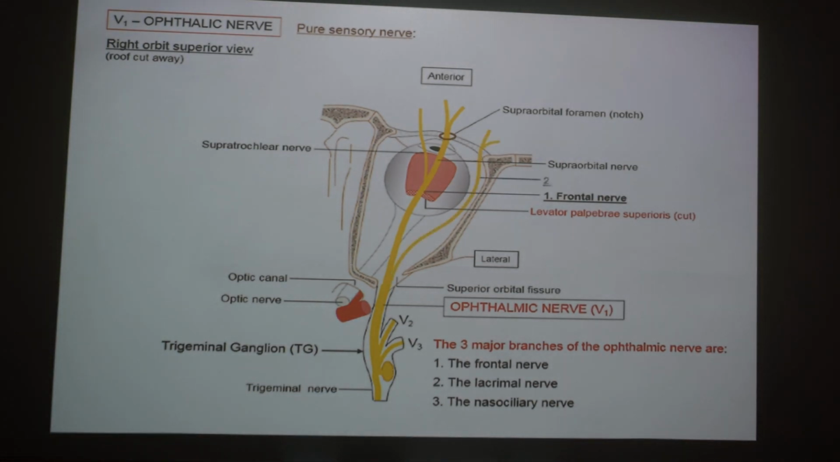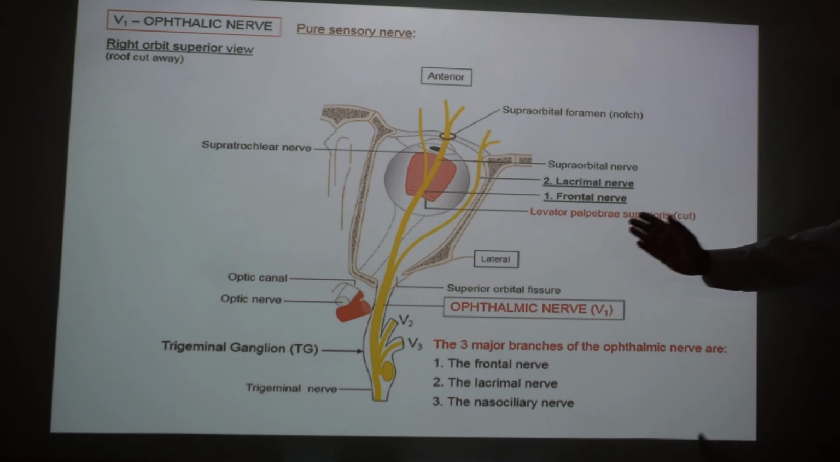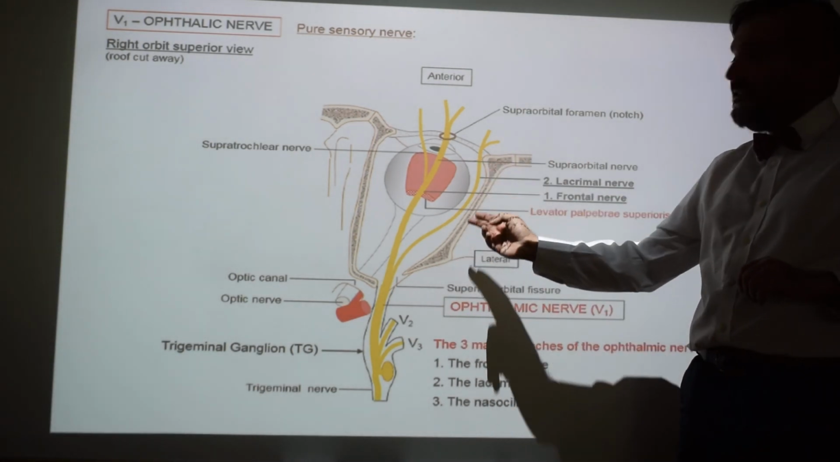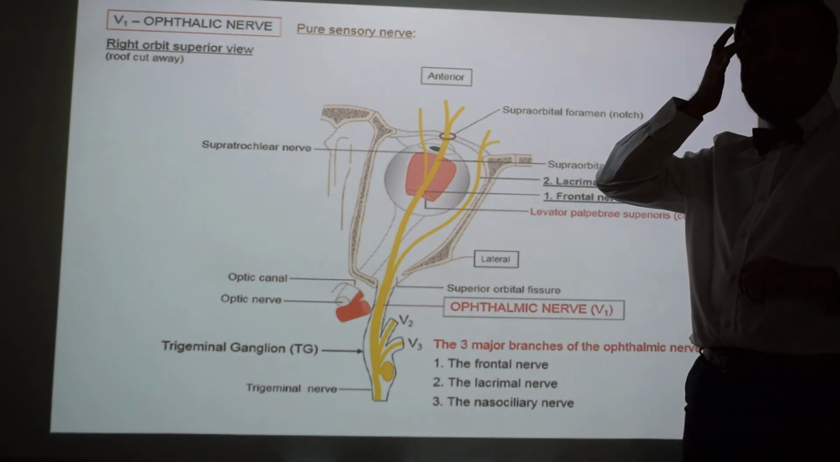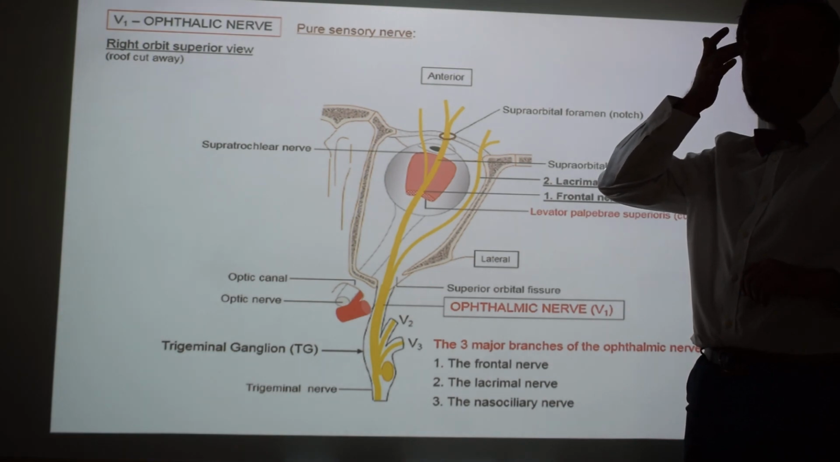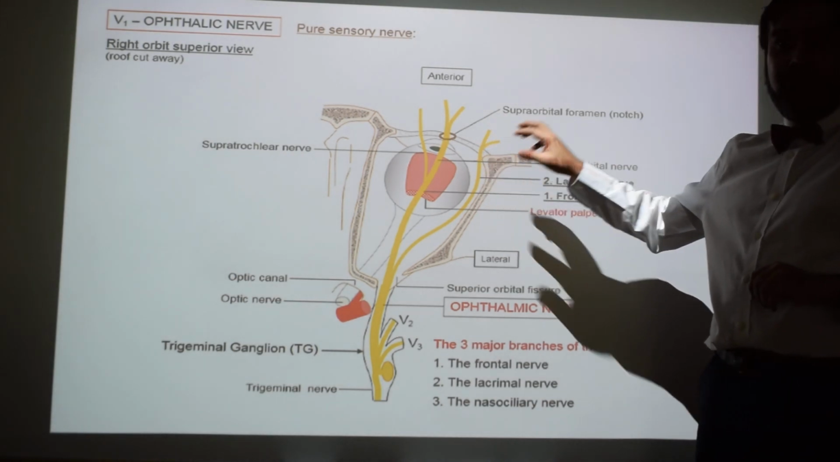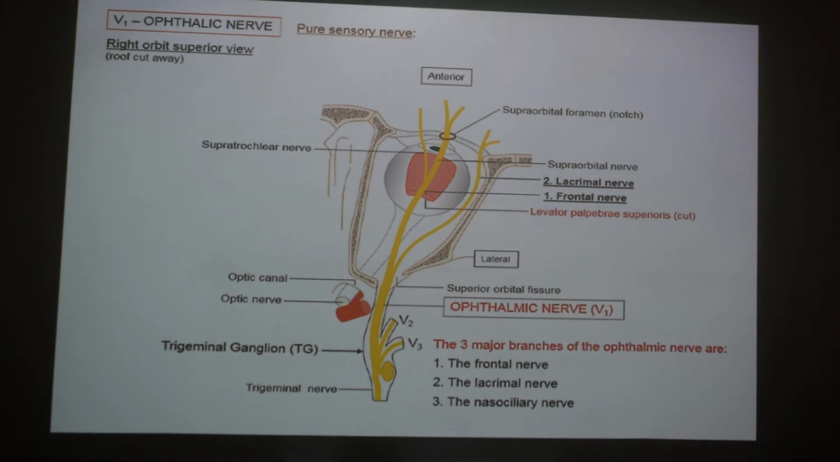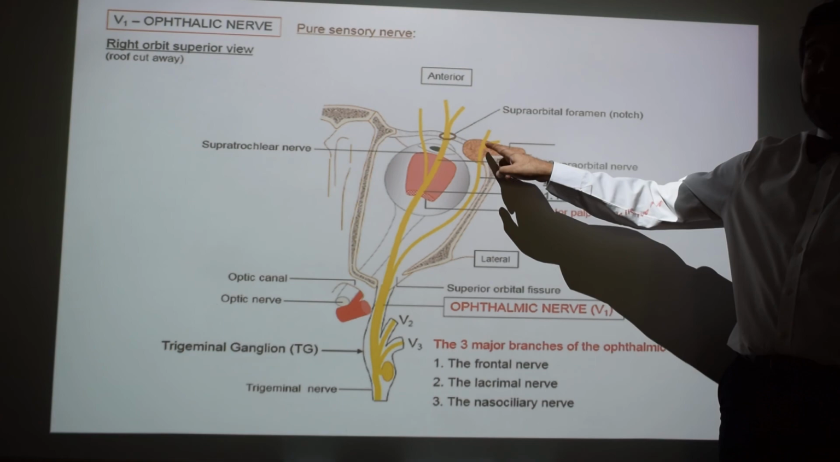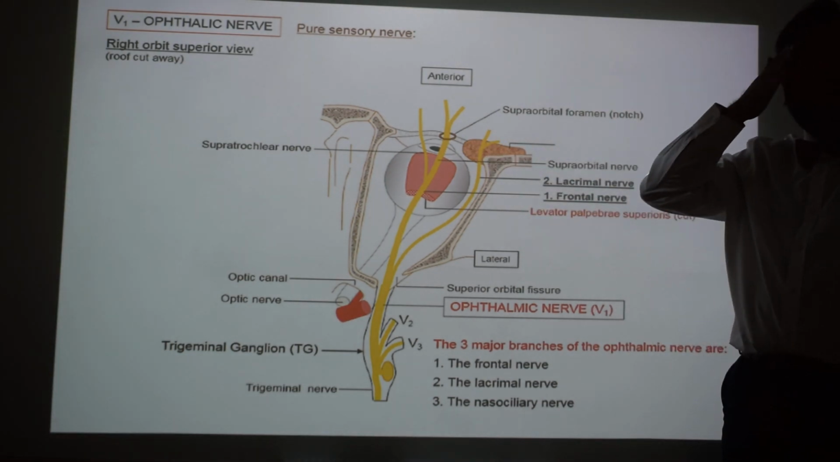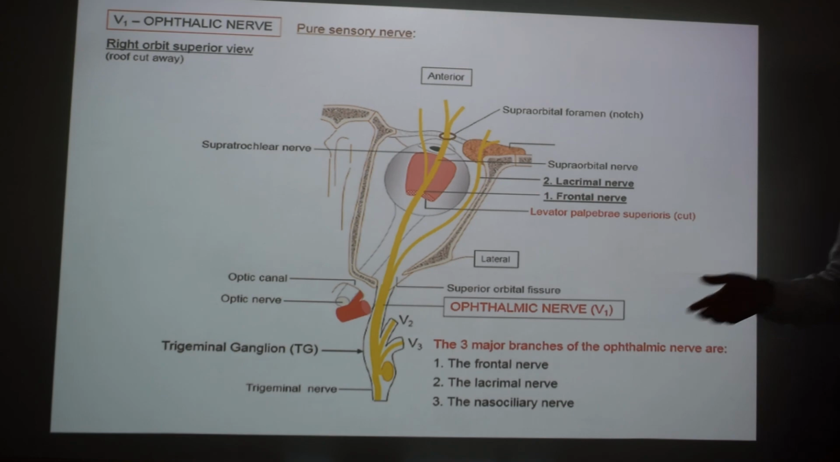The second one which you are seeing is the lacrimal nerve. This lacrimal nerve runs on the lateral wall of the orbit. So it is going laterally, running on the lateral wall of the orbit, exits out in the lateral part of the upper eyelid, supplies the lateral part of the upper eyelid. It supplies the lacrimal gland also. So you can see it here. It is exiting out here, supplying the lacrimal gland and the lateral part of the upper eyelid and the lateral part of the forehead.